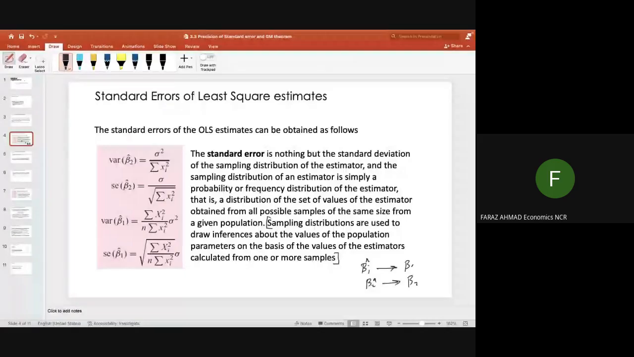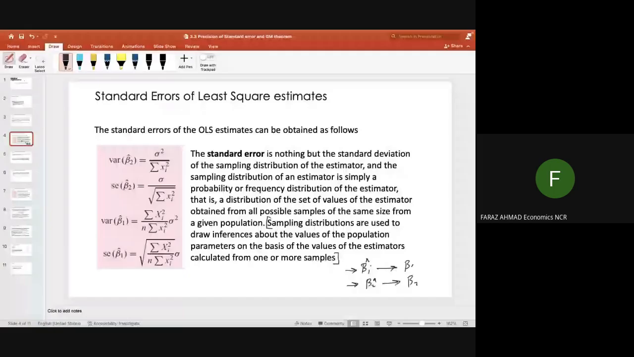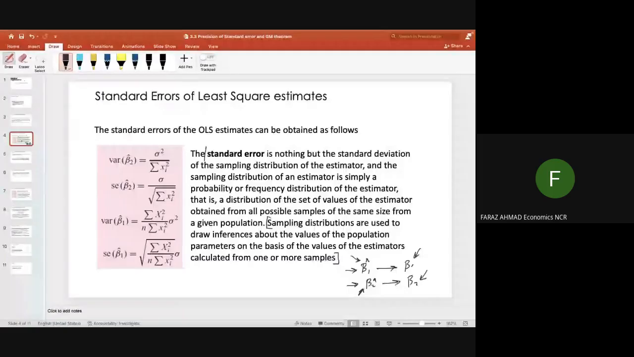As somebody asked a few classes back, we have calculated beta 1 hat and beta 2 hat, but we have not talked about beta 1 and beta 2, how to draw inferences or say something about the true population parameters beta 1 and beta 2. So the connect between the sample statistics beta 1 hat and beta 2 hat and the population parameters beta 1 and beta 2 is the standard error, right?